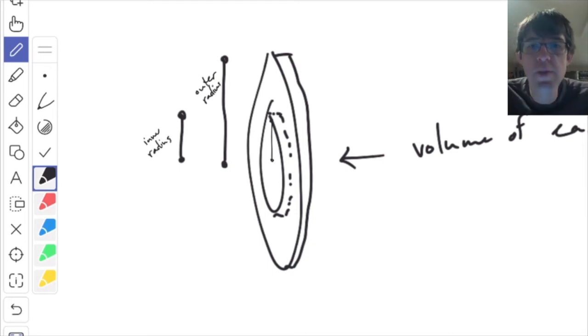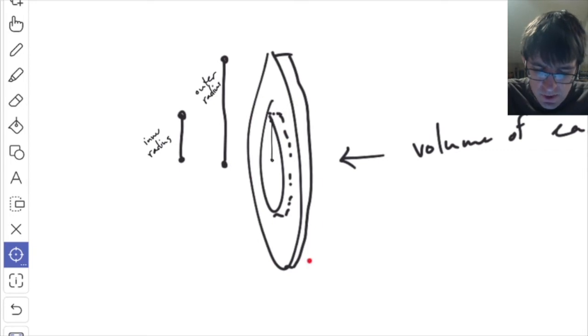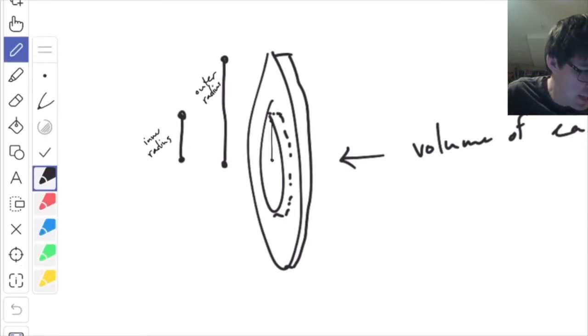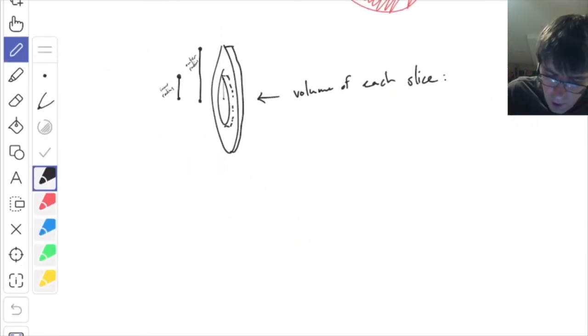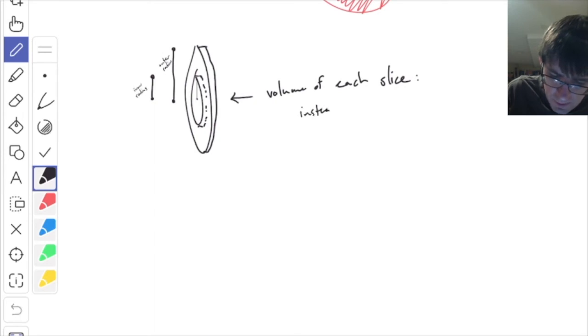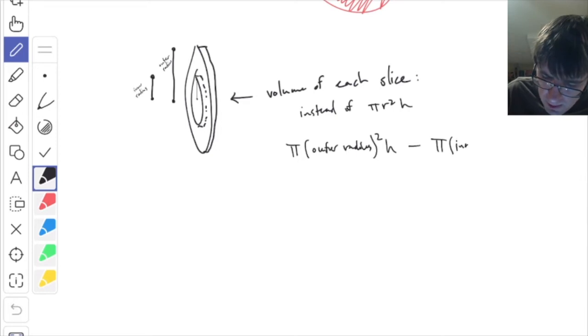The volume of the entire thing would be as if we took the volume of the big cylinder with the middle filled in, and then subtracted off the volume of the hole that's being taken out. So instead of pi r squared h, which we used in the previous examples, you use pi times the outer radius squared h, minus pi times the inner radius squared h.